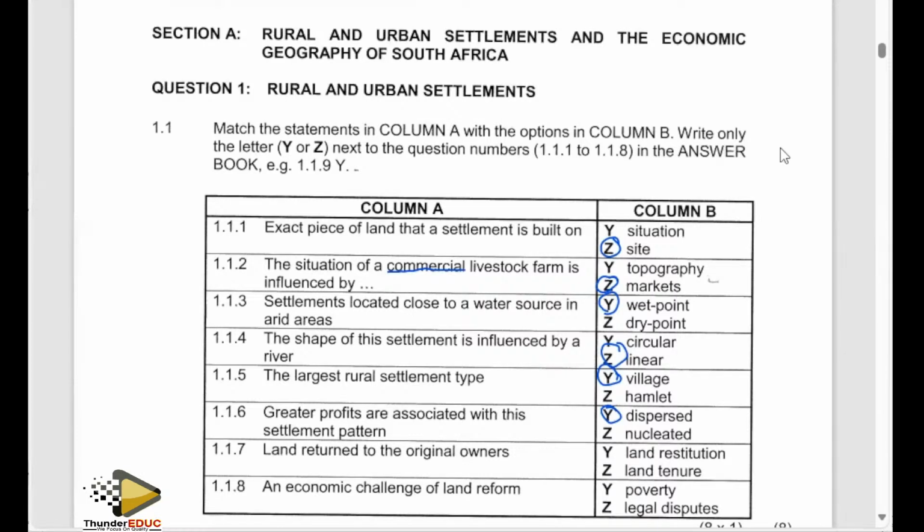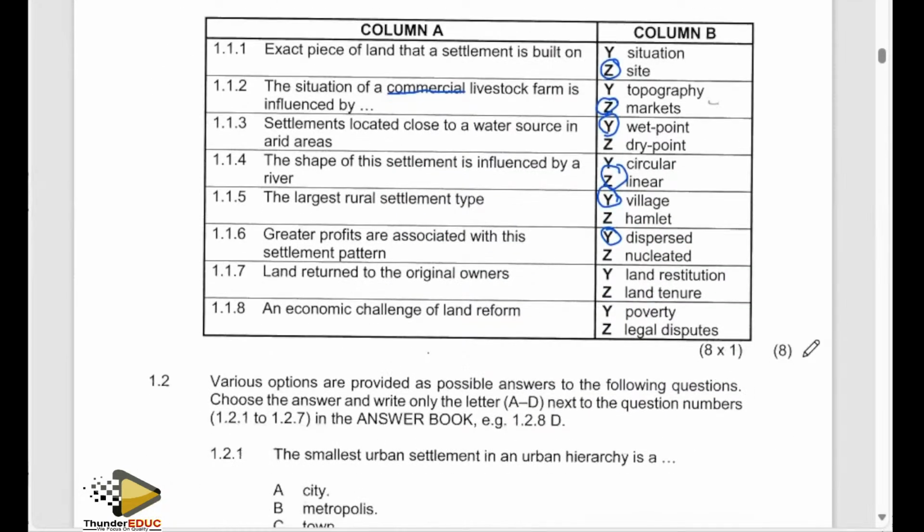Then land returned to the original owners, right? When we are returning land to the original owners, we are restituting. So the correct response is land restitution for that question.